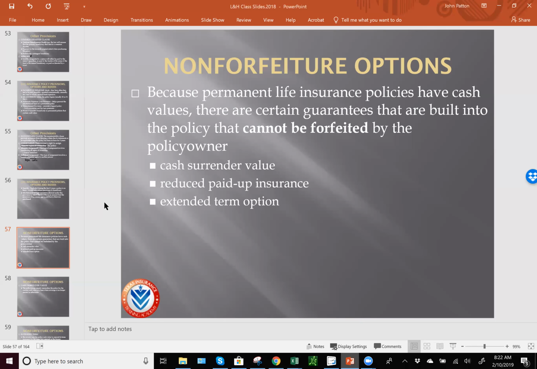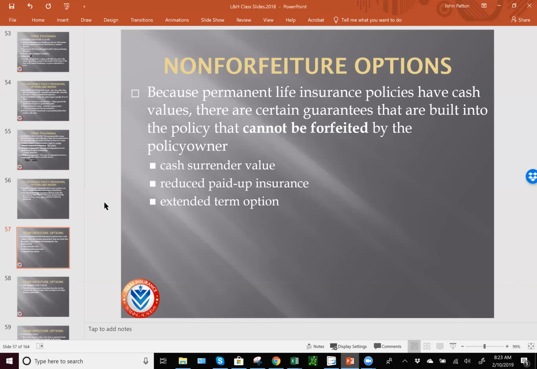All right, now we're moving on to policy options. There are going to be 3 sets of policy options. The first ones are called non-forfeiture options. Now, non-forfeiture options are only included in your permanent policies that contain cash value, because that cash value cannot be forfeited. If you decide you don't want your policy anymore, you would have these 3 non-forfeiture options available to you.